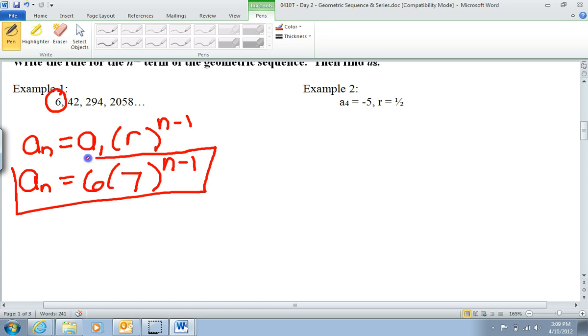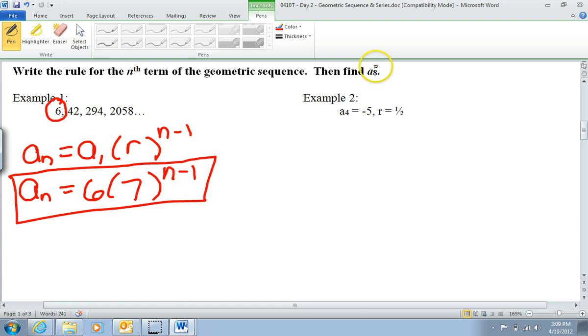So that's the equation. Now this other half of the directions I'm only going to do once because it's really the same thing over and over again. The directions say then find A8, the 8th term of the sequence. How am I going to find the 8th term? Just plug in 8 for n. I'm only going to do this once though, okay? So if I want to find A8, I will do 6 times 7 to the 8 minus 1 power, or the 7th power.